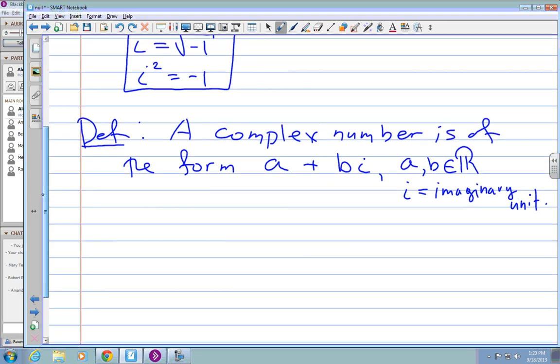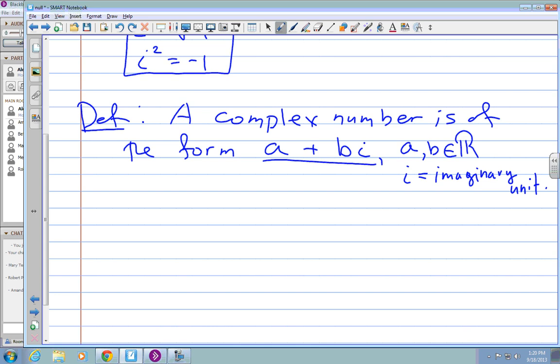Is that okay? And in this definition, A, the number that doesn't have i next to it, is the real part. And B is the imaginary part of a complex number. Now I'm going to give you a few examples of complex numbers. When you look at a complex number, you should be able to clearly identify the real part and the imaginary part. Okay?